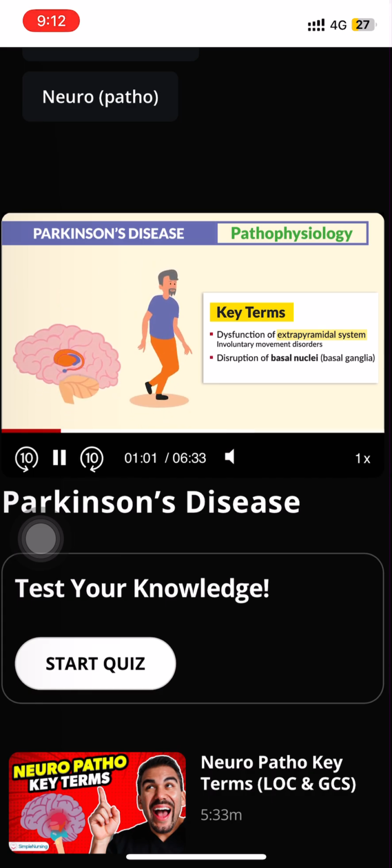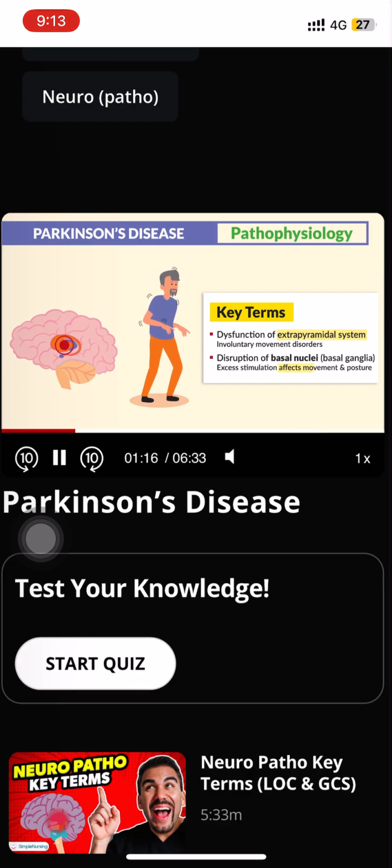The next key term is a disruption of basal nuclei, the basal ganglia. This refers to a group of subcortical nuclei responsible primarily for motor control, basically movement control. So excess stimulation affects movement and posture. Naturally, we see a disruption of normal movements for the main signs and symptoms.